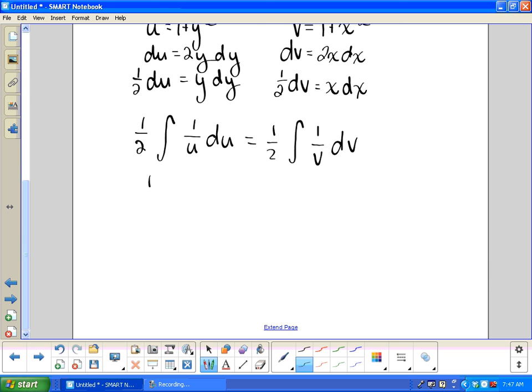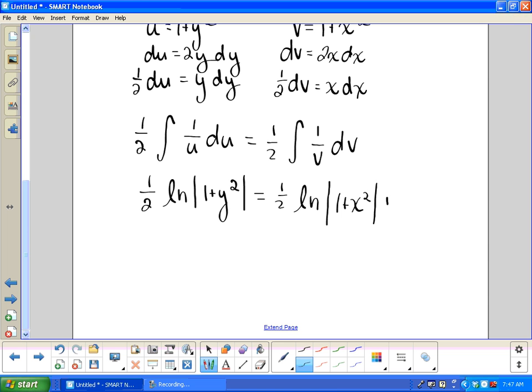Now integrate, so I end up with 1/2 the natural log of the absolute value of u, and I'm going to go ahead and plug u back in. u is 1 plus y squared, is equal to 1/2 the natural log of the absolute value of v, and v is 1 plus x squared, and then I'm going to put the c on this side. So I have now integrated both sides. I need to solve for y. So I'm going to do that trick with the e's again that I did on the previous problem.